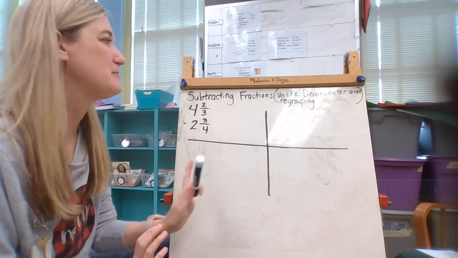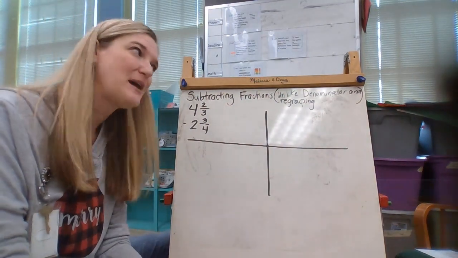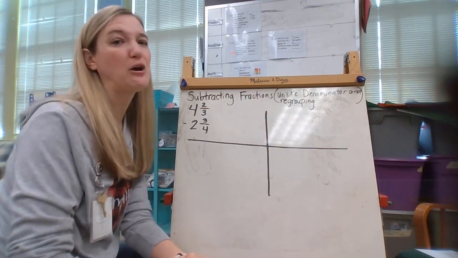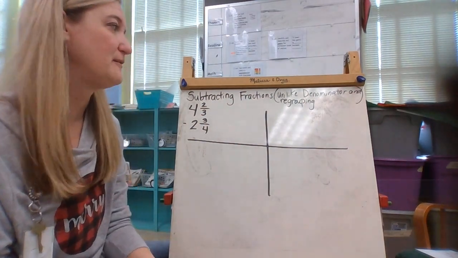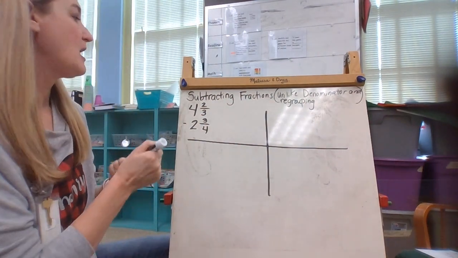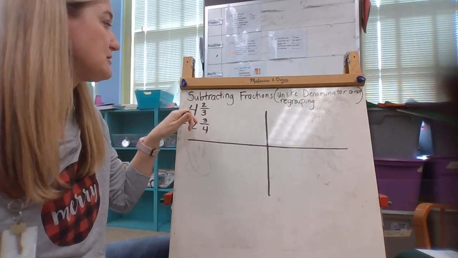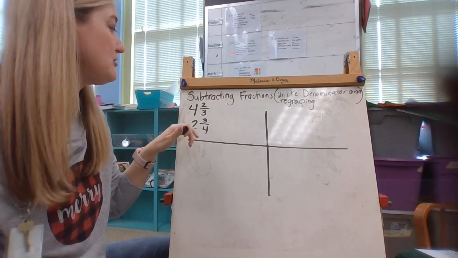Friends, today we're going to be subtracting fractions with unlike denominators, and we're going to do a bit of regrouping from our whole number, which is just borrowing from our whole number if we don't have enough for our subtracting. All right, so the first thing I'm going to do, as I always do, is I have 4 2/3, so I have a mixed number, minus 2 3/4.